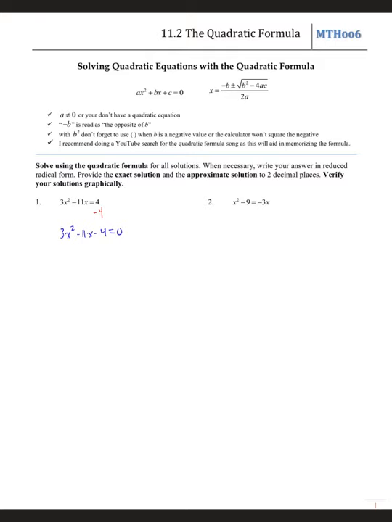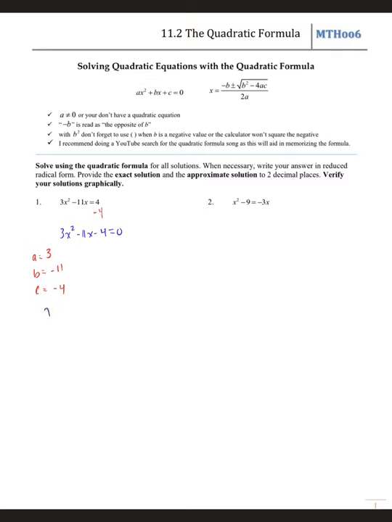So now we can identify what our a is, what our b is, and what our c is here. Our a is going to be 3. It's whatever the coefficient of x squared. The b is going to be negative 11, and the c is going to be negative 4. And now what we're going to do is take those values and substitute them into the quadratic formula.